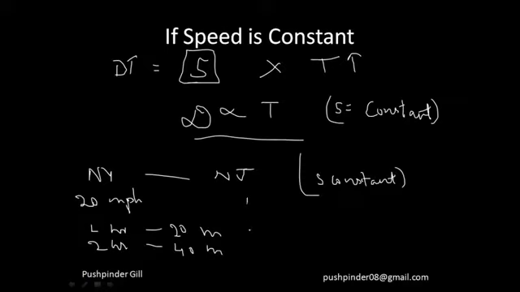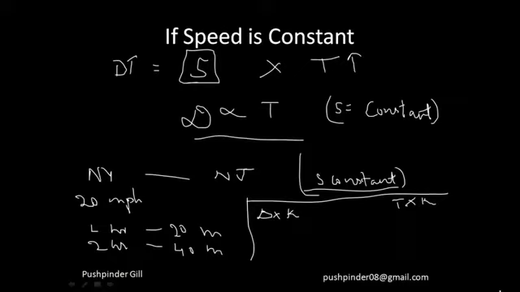So from here I can come to a very good conclusion: if speed is constant, then if distance gets multiplied by k, the time will also get multiplied by k. If distance doubles, time doubles. If distance triples, time also triples. So if distance becomes n times of itself, time will also become n times of itself.